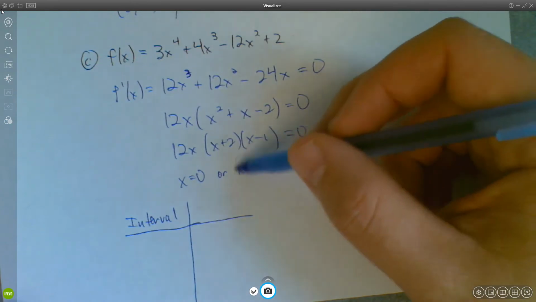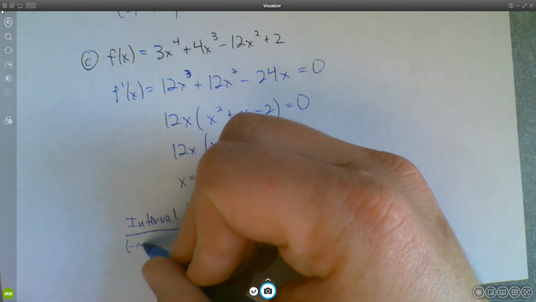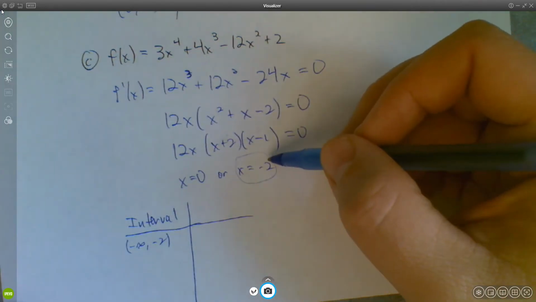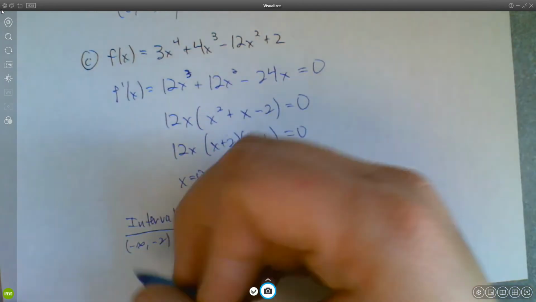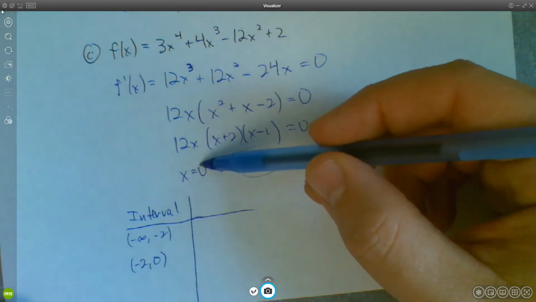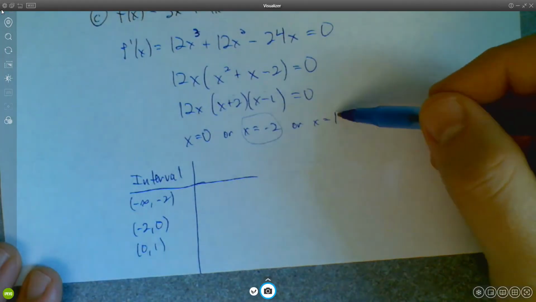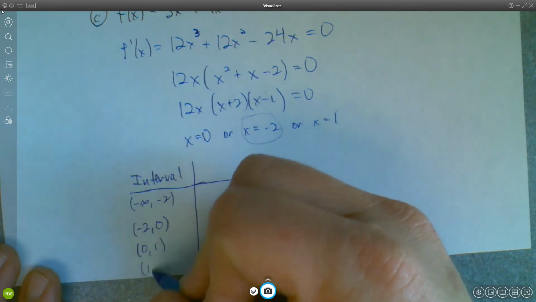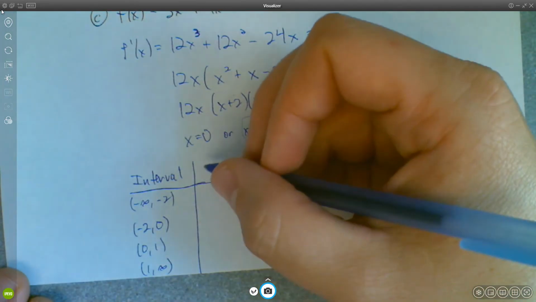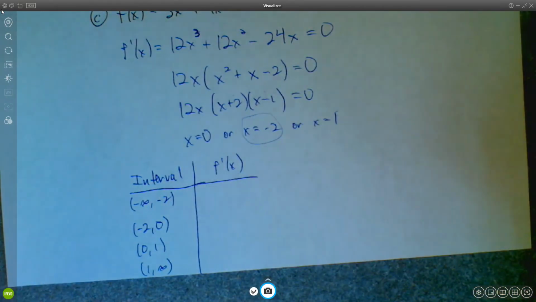So this one would come first, right? -2. So the first interval I would look at would be -infinity to -2. And then the next interval would go from -2 to 0. And then the one after that would go from 0 to 1. And then finally the one after that would go from 1 to infinity. So these are the 4 intervals that I'm going to look at. And let's look at the sign of f prime.